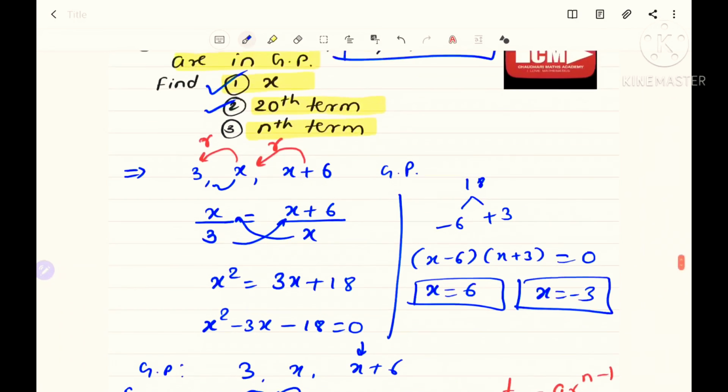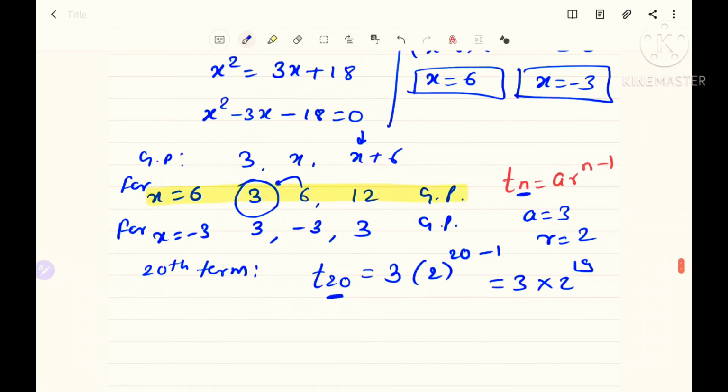That is, they want the 20th term of the sequence. So if you continue this particular sequence up to the 20th term, it will be 3 into 2 raised to 19. This is what they want to find. So don't do the calculation. 2 raised to 19 is a very huge value. So keep this as it is.